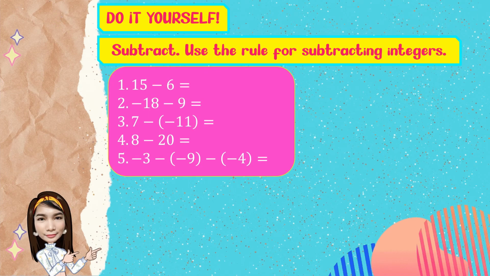Now it's your turn. Do it yourself. Subtract. Use the rule for subtracting integers. Number 1, 15 minus 6. Number 2, negative 18 minus 9. Number 3, 7 minus negative 11. Number 4, 8 minus 20. Number 5, negative 3 minus negative 9 minus negative 4.